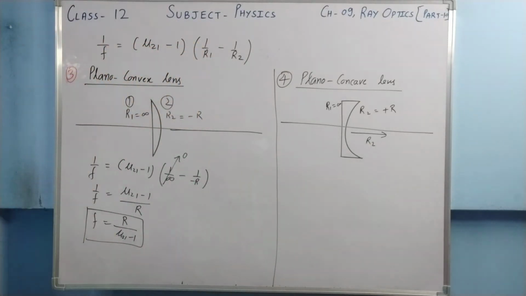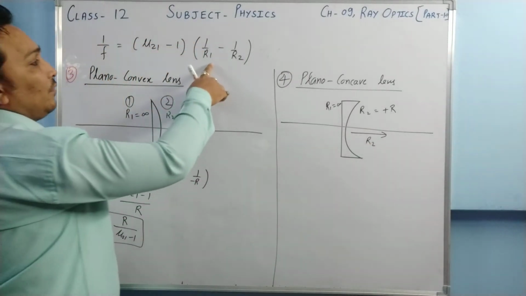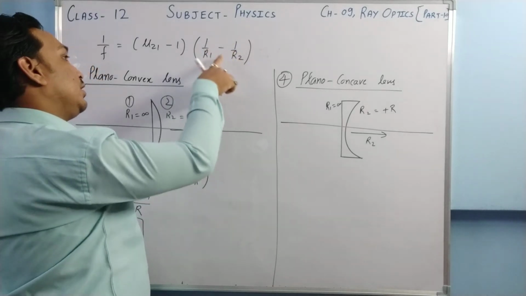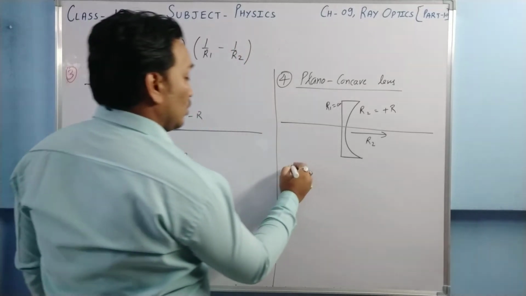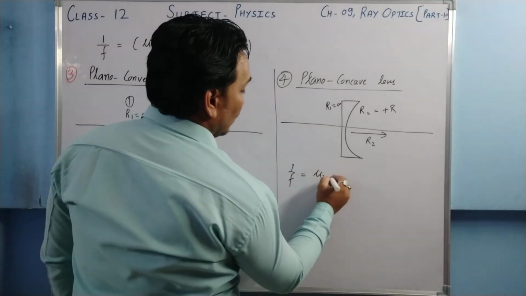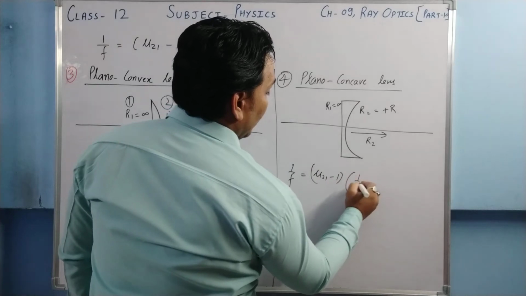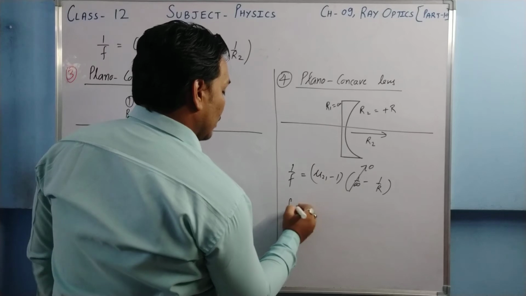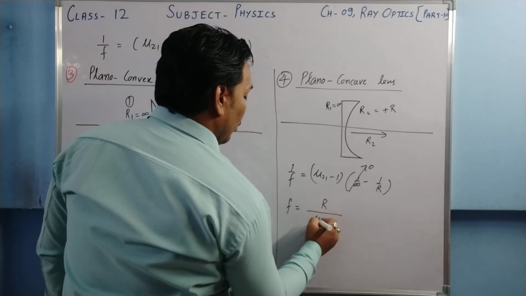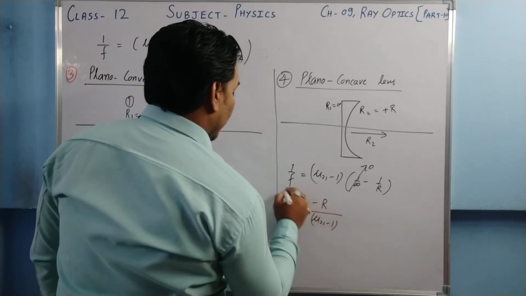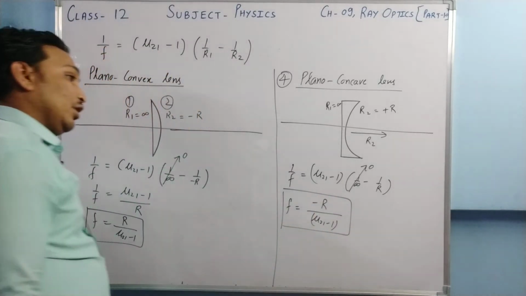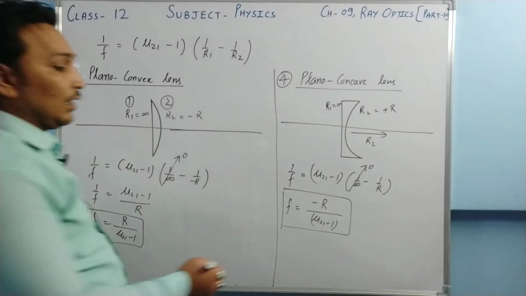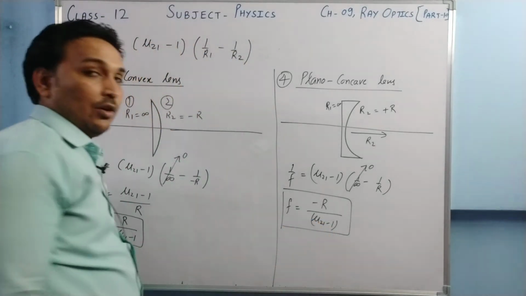So if you put the values in the lens maker's formula, 1 upon r1 is 1 upon infinity, so it becomes 0. If it is positive r, the negative sign will remain, so it will be minus 1 by r. So 1 upon f is going to be mu 2 1 minus 1, 1 upon infinity minus 1 by r, and 1 upon infinity goes to 0. So f is going to be r upon mu 2 1 minus 1 with a negative sign. Same story here also, and the story which relates mu 2 1 and 1 will remain the same.